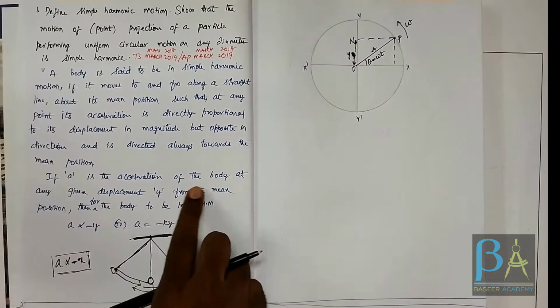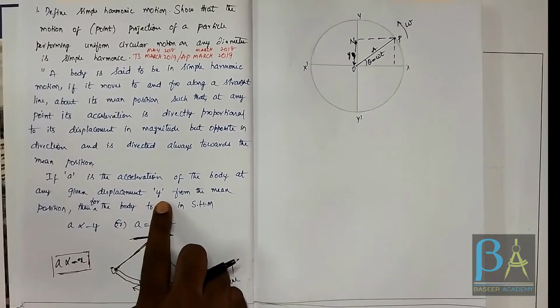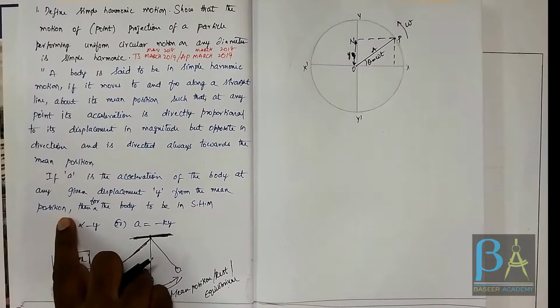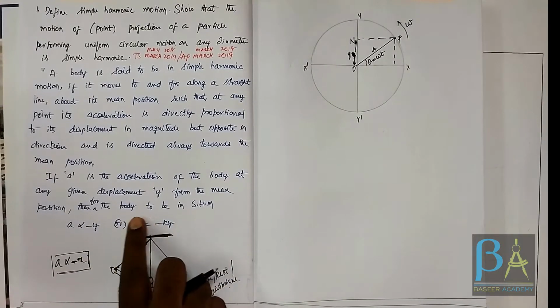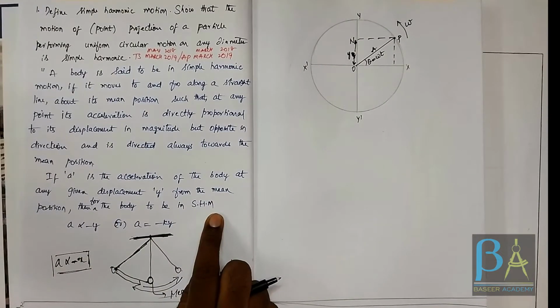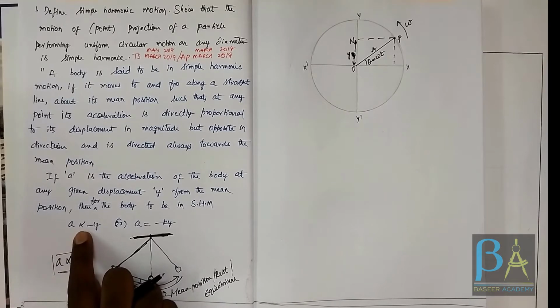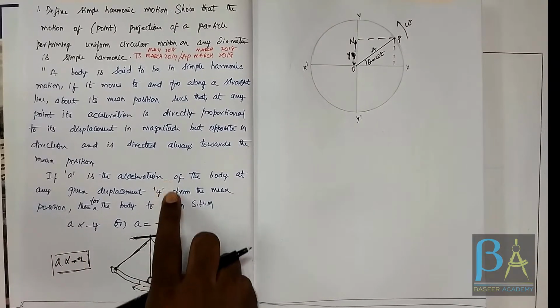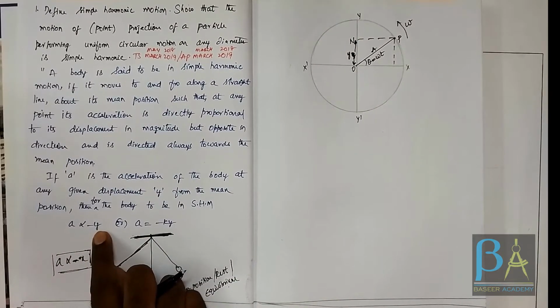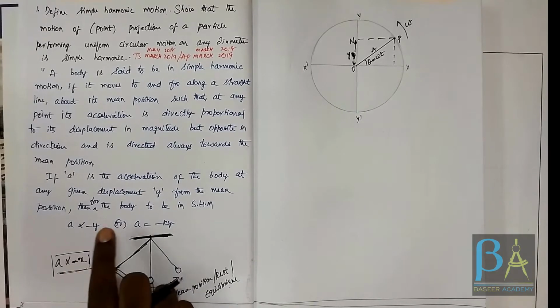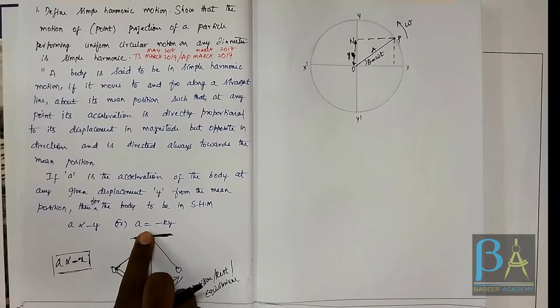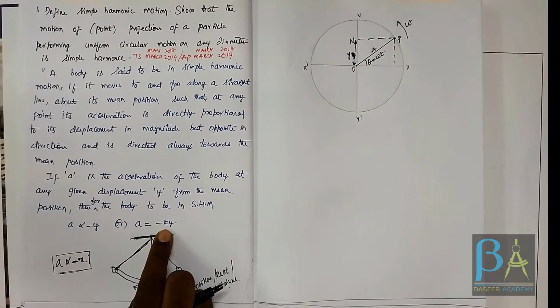If a is the acceleration of the body at any given displacement y from the mean position, then the body is said to be in simple harmonic motion if the acceleration is directly proportional to the negative of the displacement. Here we are denoting the displacement by y. And as you know, if you remove the proportionality sign and keep the equal to sign, we have to use a proportionality constant. Here k is the proportionality constant.